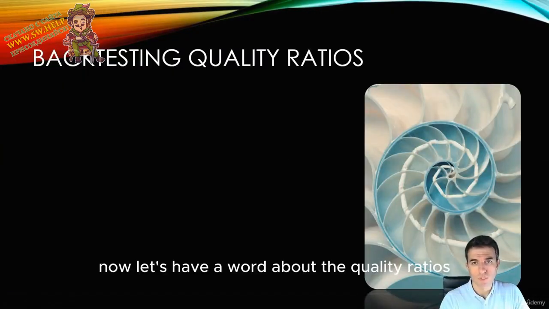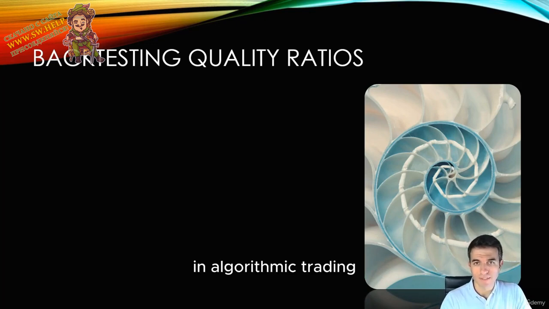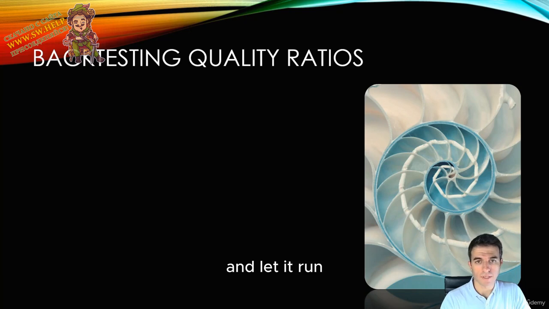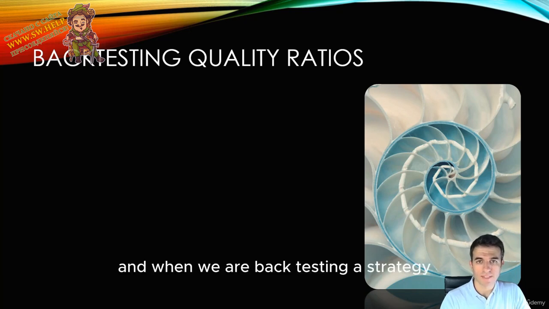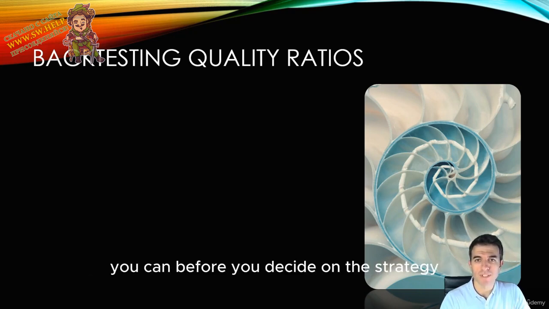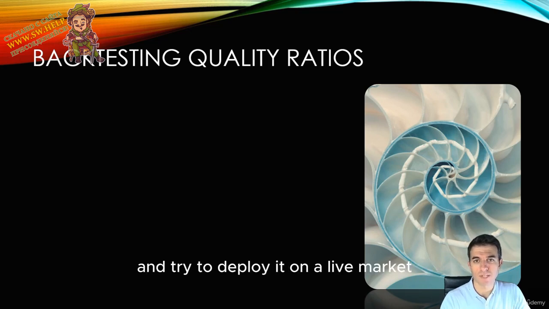Now let's have a word about the quality ratios. In algorithmic trading, it's not enough to simply design a strategy and let it run. When we are backtesting a strategy, it's crucial to evaluate the performance, looking from all the different perspectives that you can before you decide on the strategy and try to deploy it on a live market, trading with real money. And this is where backtest quality ratios come into play.